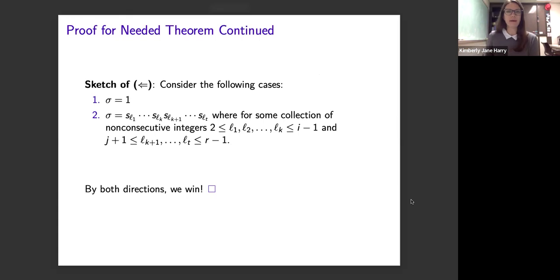And then if you go with the backward direction, it's just a straightforward proof. You're plugging in these S's and you see it works out. So by both directions, we've proven the characterization of these elements in my alternation set.